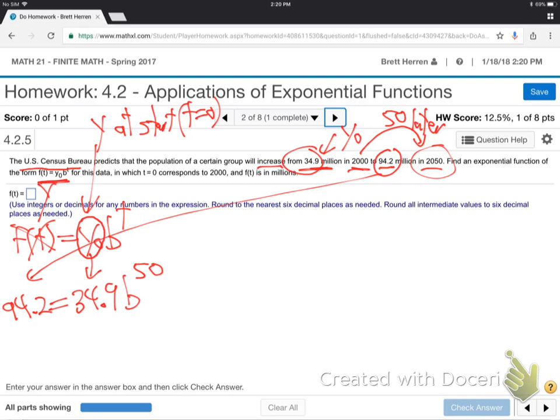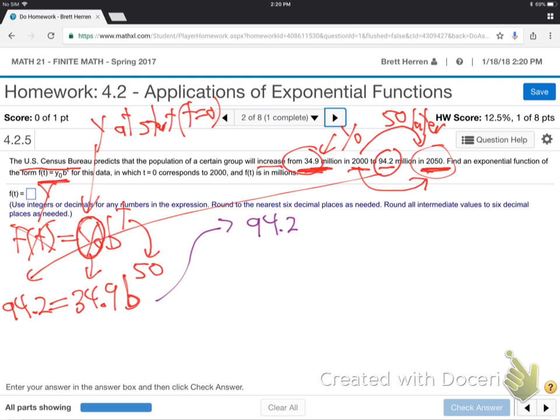Don't let that throw you off. They're telling me that it went from 34.9, so that's my Y0, that's the start. The B, I don't know the B yet. I'm gonna find the B in a second. 50 years later, from 2000 to 2050, that's why time is 50. 50 years later, it became 94.2. Okay, so now I need to solve that little equation for B. Solve it for B. This is where it gets a little more challenging. So I'm bringing it over here.